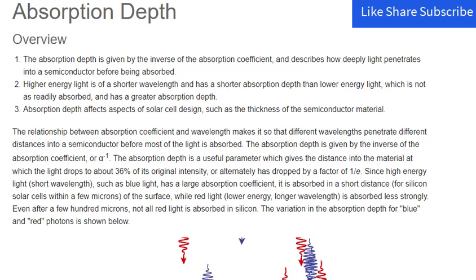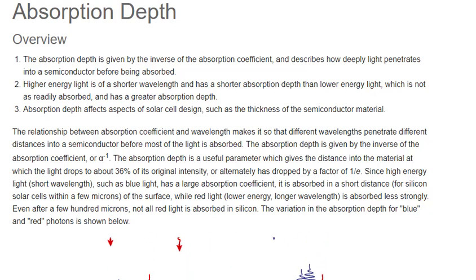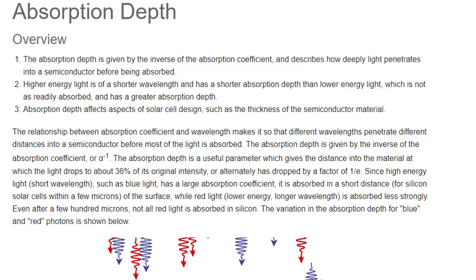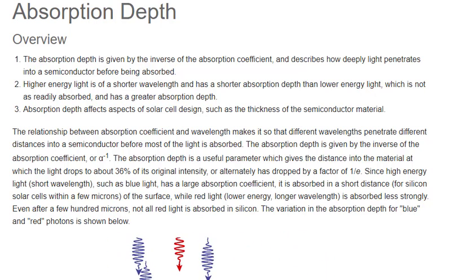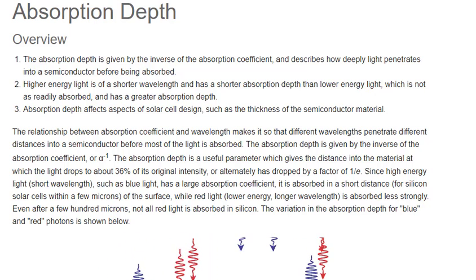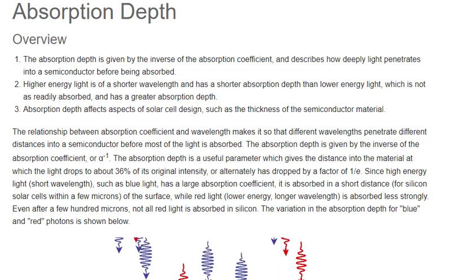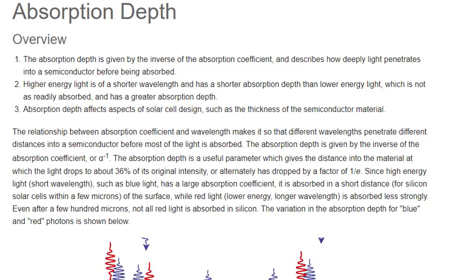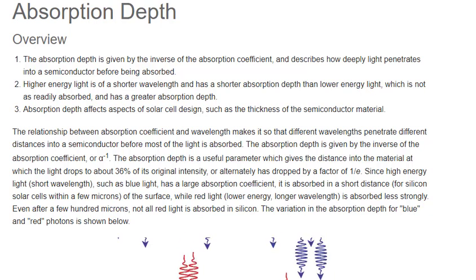The relationship between absorption coefficient and wavelength makes it so that different wavelengths penetrate different distances into a semiconductor before most of the light is absorbed. The absorption depth is given by the inverse of the absorption coefficient, or alpha^-1. The absorption depth is a useful parameter which gives the distance into the material at which the light drops to about 36% of its original intensity, or alternately has dropped by a factor of 1/e.